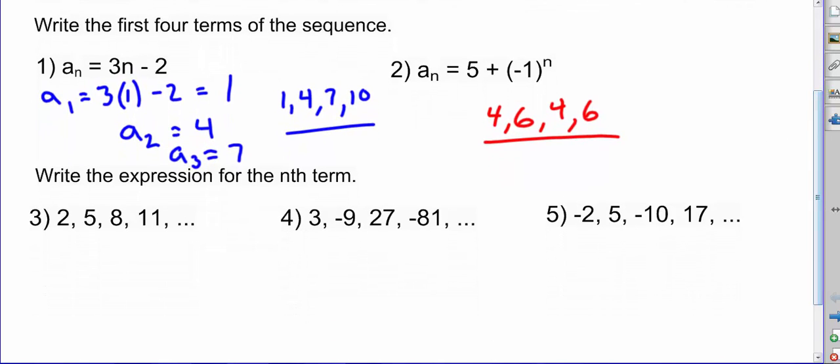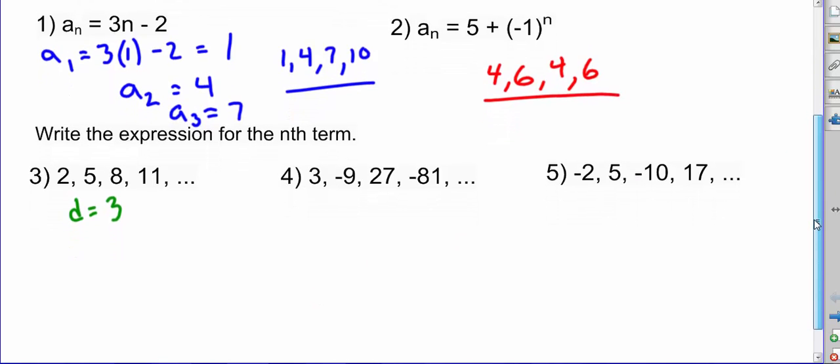All right, let's take a look at these next three. We're kind of switching directions on these. Instead of finding the first 4 or 5 terms, we're actually given those terms, and we're working the opposite way by writing the expression. So on number 3, the first realization is that this is a linear relationship. We have a common difference here of exactly 3. That's an important thing to keep in mind.